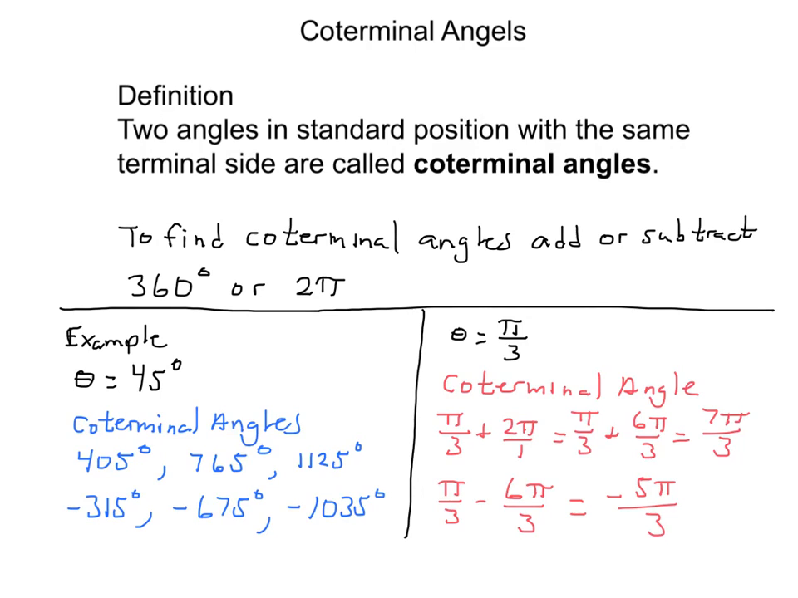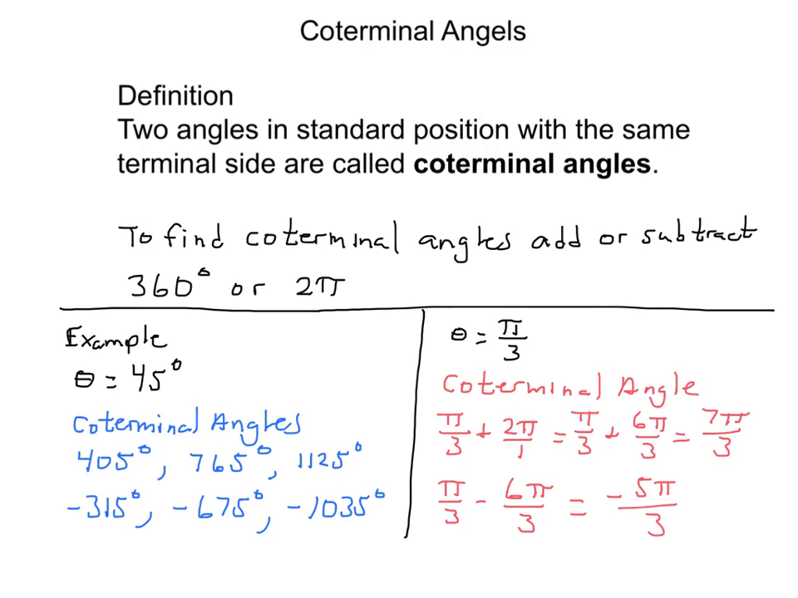So let's look at an example here. In the first example, theta is 45 degrees. I want to find coterminal angles. Well, one of the things I can do is just add 360 degrees. So when I take 360 plus 45, I get 405 degrees. Because I can always add another revolution, I can add another 360 to that, and when I add that, I get 765. So I know 765 degrees, 405, and 45 degrees are coterminal.